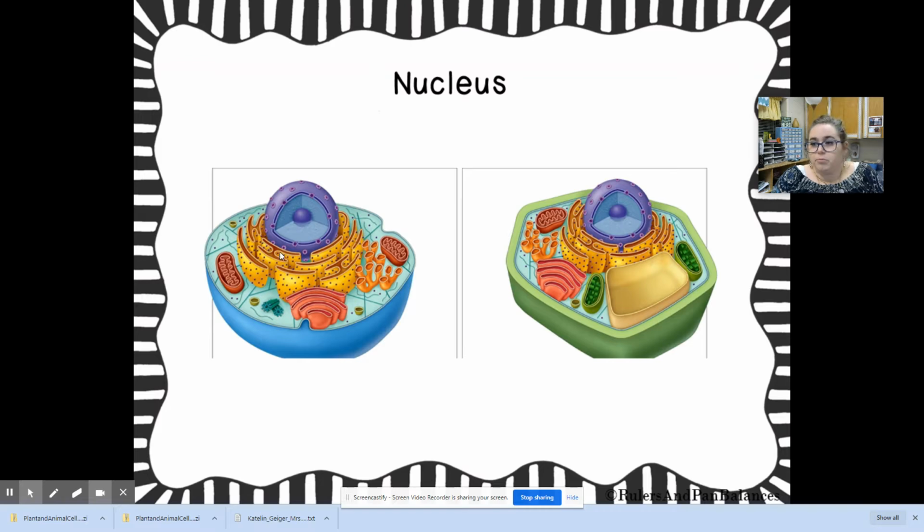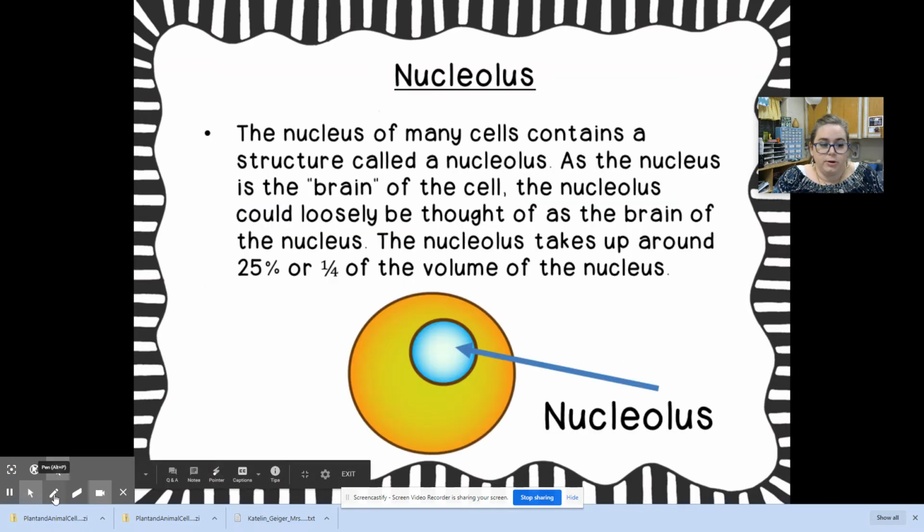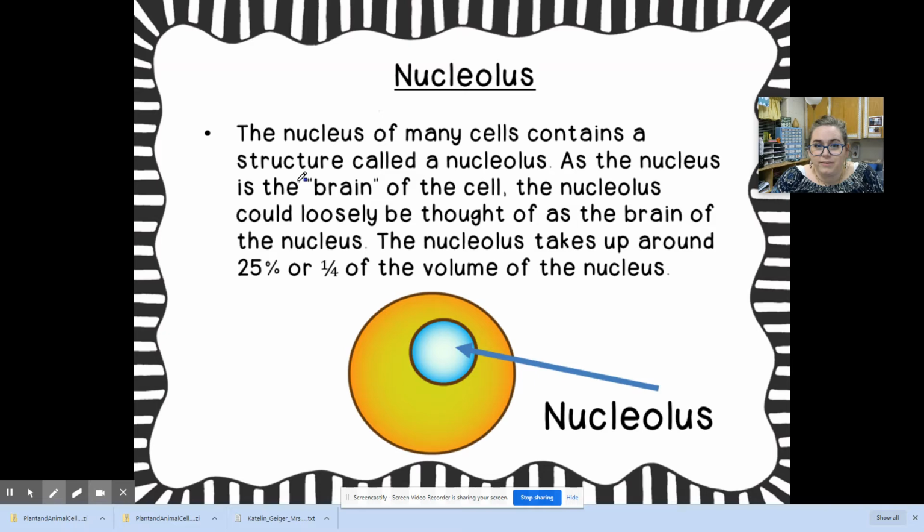They've taken a fake cell and cut it in half so that you can see inside, and then they've cut into the nucleus. So the whole purple thing is the nucleus. But inside we have a small little purple thing, and that, my friends, is called the nucleolus. And here's where the notes start. The nucleus of many cells contains a structure called a nucleolus.